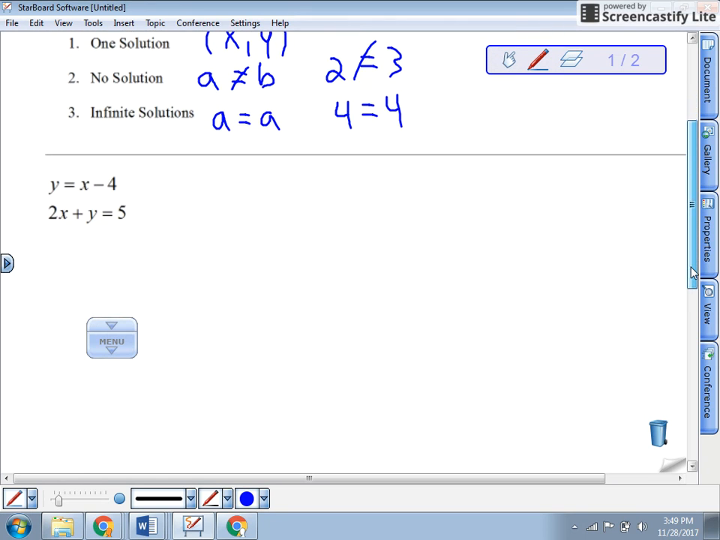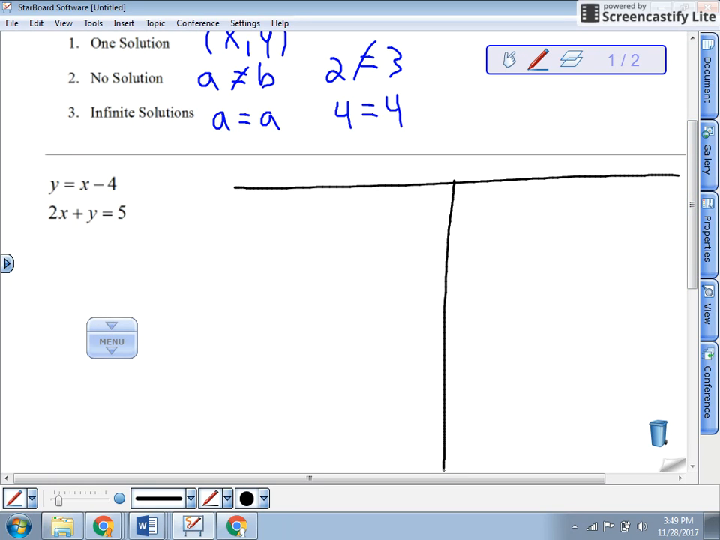So now, how do we solve by substitution? The first thing you're going to do is make a T-chart. Again, this is just a visual that helps you organize. You'll see why in a second. You're going to be given 2 equations. One of the variables will already be by itself, or will be very easily solved to get by itself. That one you want to write on the left. So in this case, we're going to write y equals x minus 4, because y is already by itself. And then on the other side, we'll write the other equation, 2x plus y equals 5.